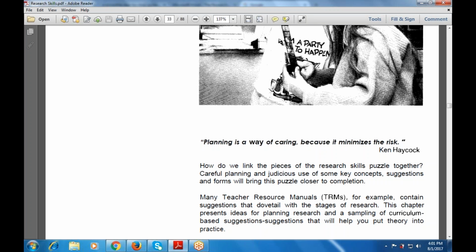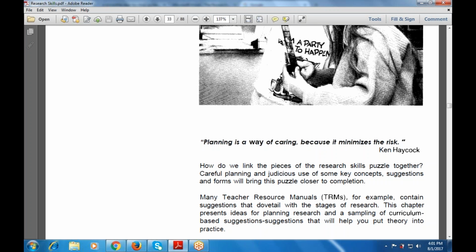Now, how do we link the pieces of the research skill puzzle together? Careful planning and the judicious use of some key concepts, suggestions and forms will also bring this puzzle closer to completion. How it will be formed, how it will be carried out.